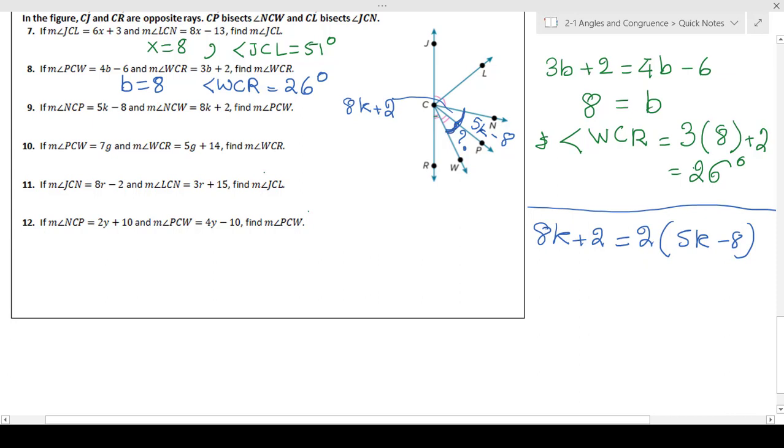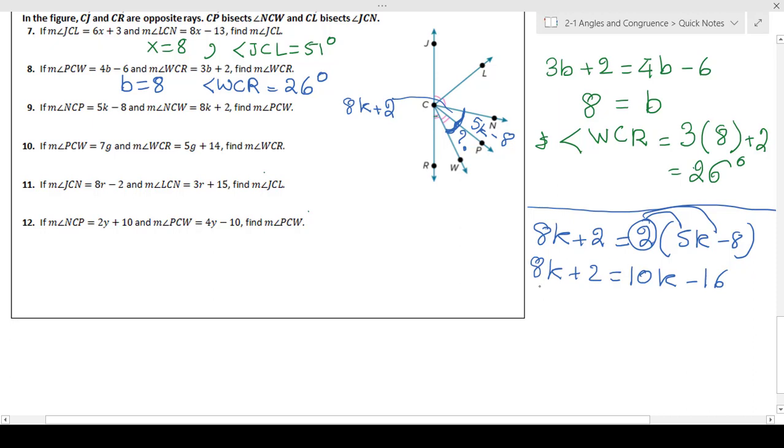So I can just say that it's 5K minus 8 plus 5K minus 8, or 5K minus 8 times 2. Now, I'm going to solve this equation. Now I can put 8K plus 2 equals 10K minus 16. I just distribute the 2 among the bracket, although there is another easier way, but I won't confuse you now of it.